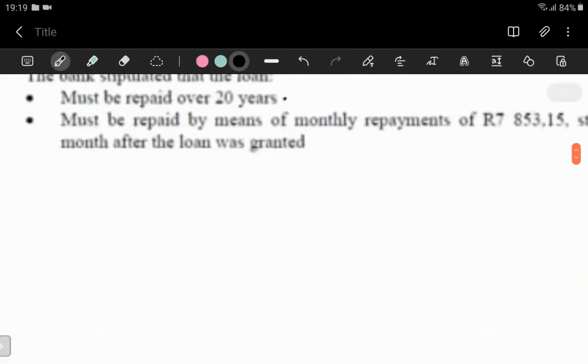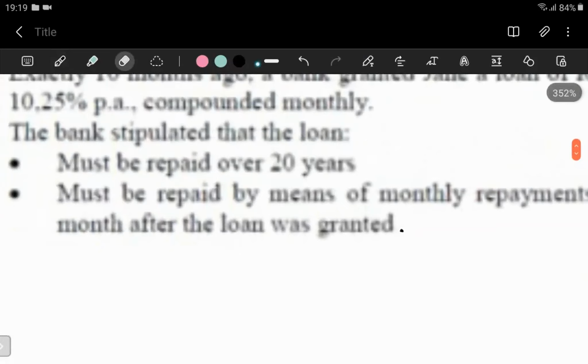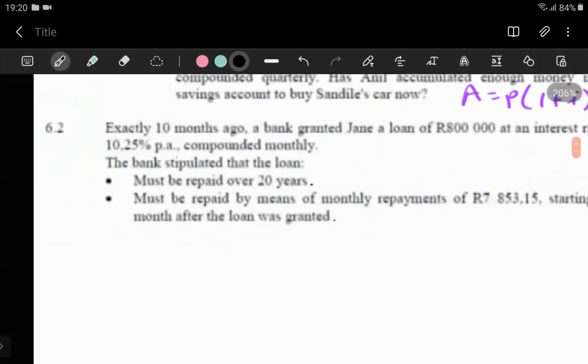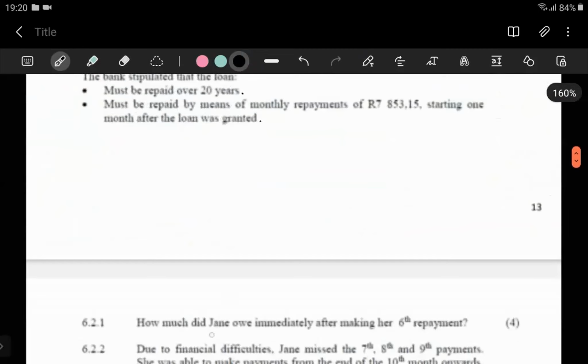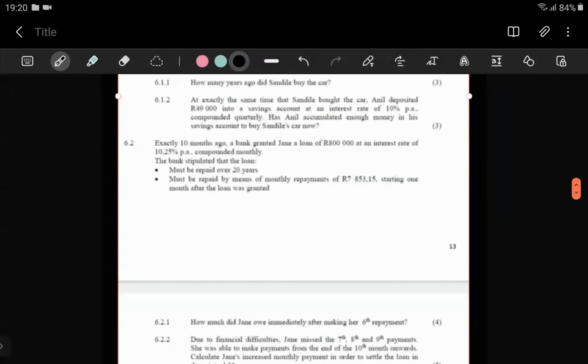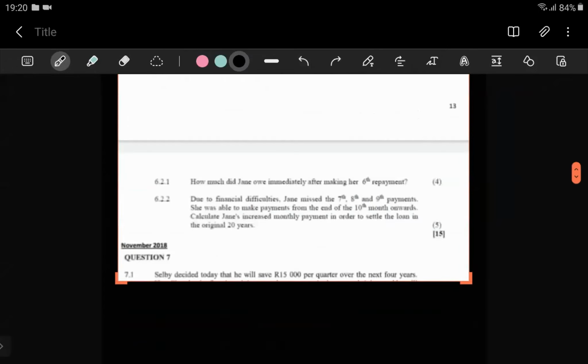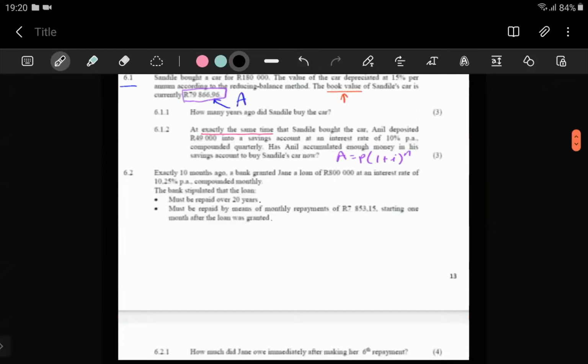It must be repaid by means of monthly repayments of 7,853.15, starting 1 month after the loan was granted. They then ask, how much did Jane owe immediately after the sixth payment? For questions like these, reading it once is not good enough. You want to read it once, and then read it again while making certain notes.